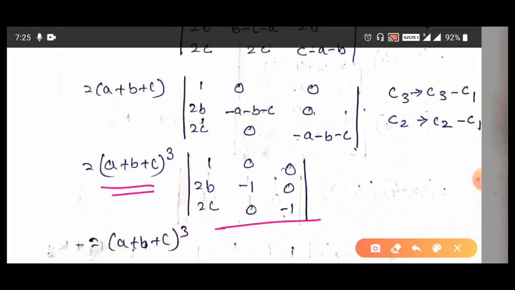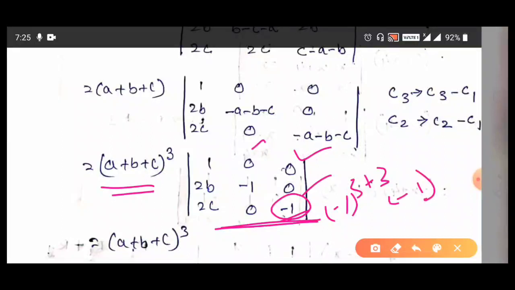Now we can expand the determinant along column 2 or column 3, because we have 2 zeros in column 2 and we have 2 zeros in column 3 also. If you do this expansion, you will get the answer 1. Suppose I am doing along column 3, then it will be minus 1 to the power 3 plus 3, because this minus 1 is in third row, third column. Again we have to multiply minus 1. Then we have to eliminate this row and this column.